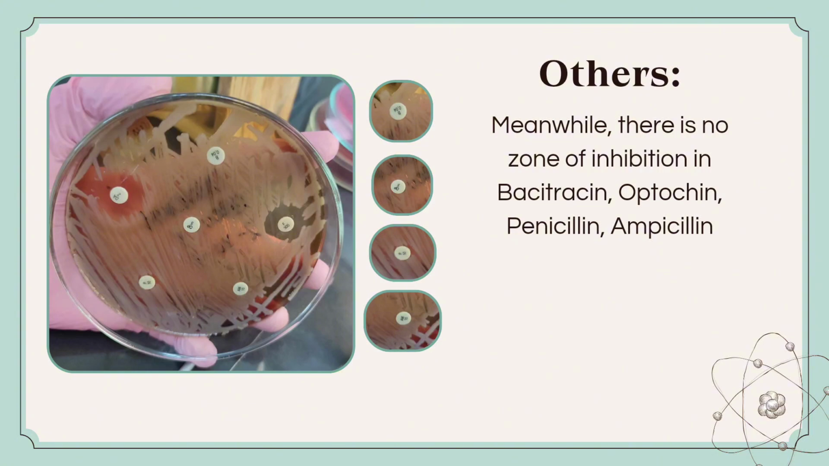And lastly, the other antibiotic discs that we use for antimicrobial susceptibility testing are bacitracin, optochin, penicillin, and ampicillin, that show no zone of inhibition, which means that the bacteria are resistant to these antibiotics.